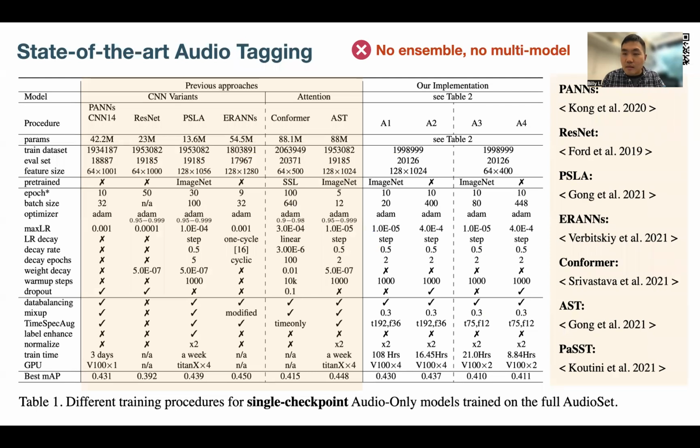You can see the conv family has PANNs, ResNet, PSLA, ERANN, and then so on. And then the attention family has Conformer, AST, PaSST. We don't list PaSST separately here because it's very similar to the AST ViT architecture. Both of them use the pre-trained ViT weights to warm start their models. Now we're going to break down all these different recipes and systems in detail, according to their data, their optimization process, and their training dataset.